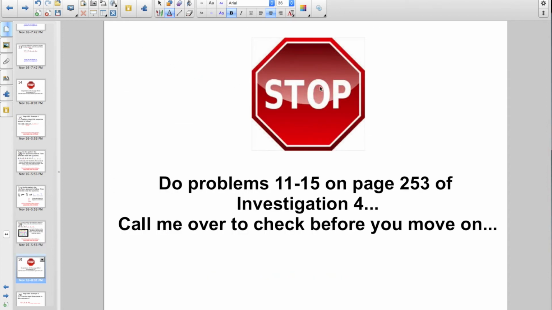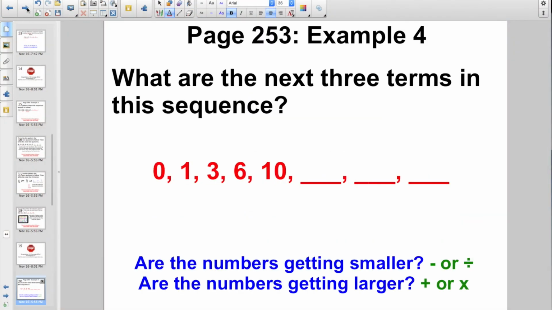So now I want you to stop again. Do problems 11 through 15 on page 253 of Investigation 4 and call me over to check before we move on. All right, if you are back, we are now on page 253. Let's take a look at example 4.